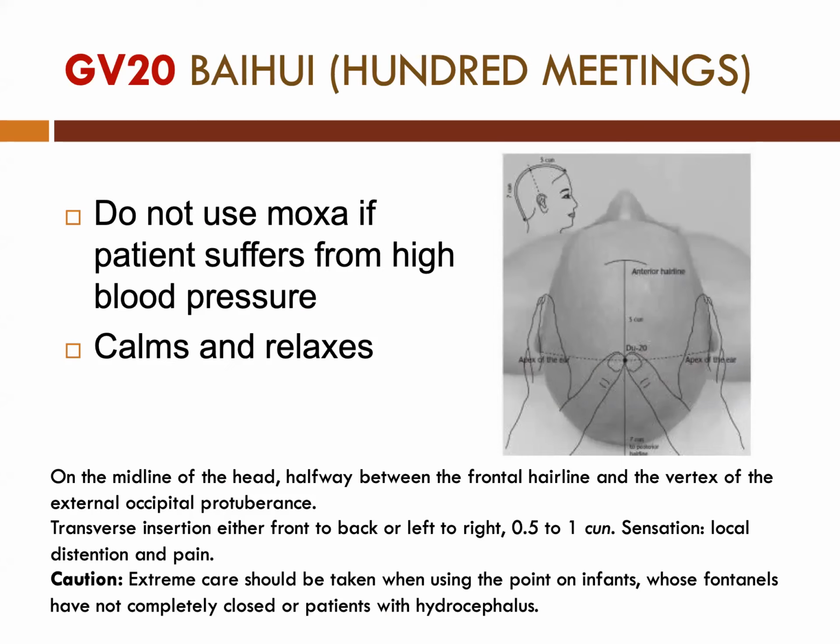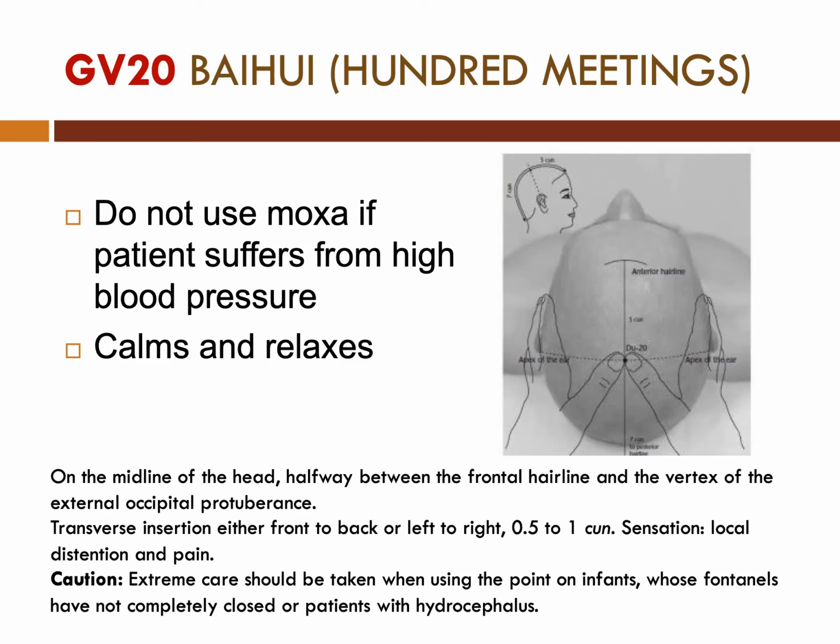First is GV20. There's a precaution in using moxa if a patient suffers from high blood pressure. So it's not advised to do moxibustion on GV20. This point calms and relaxes. It is located on the midline of the head, halfway between the frontal hairline and the vertex of the external occipital protuberance.